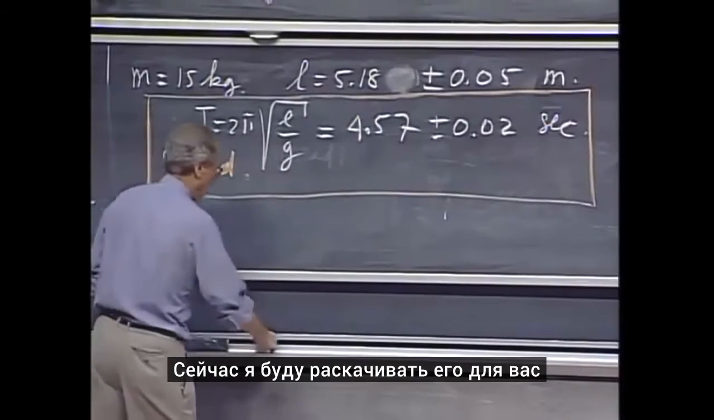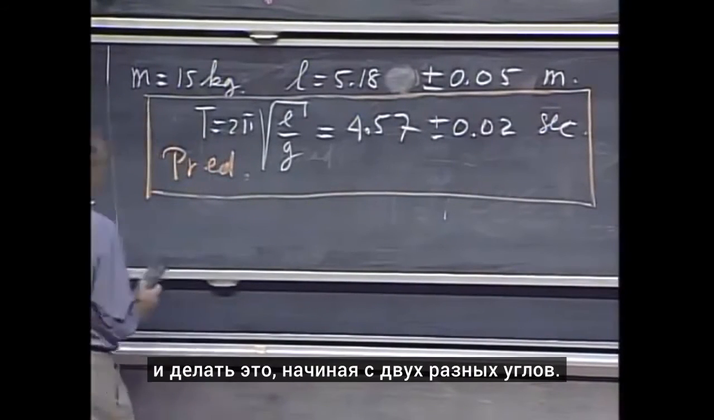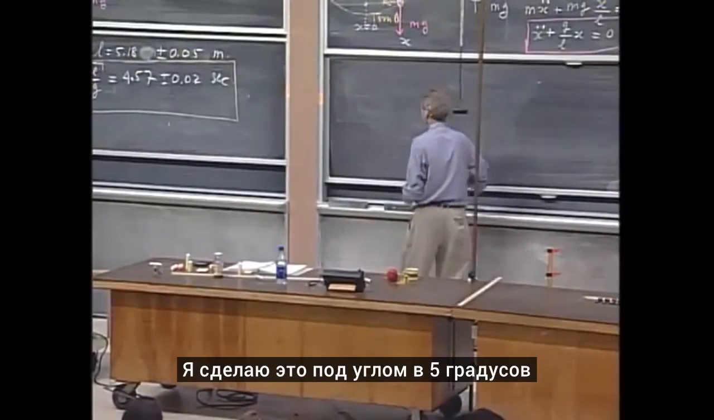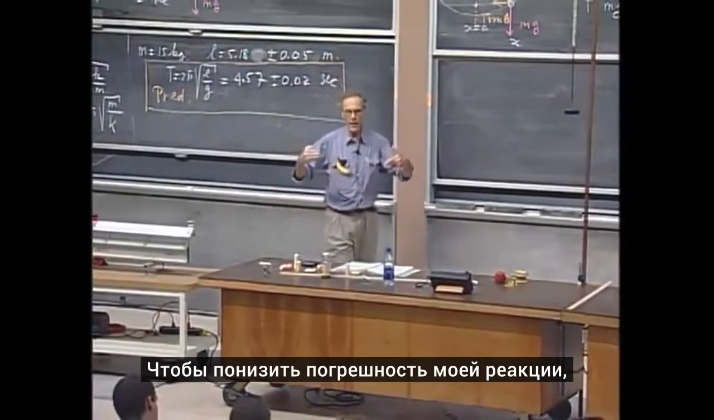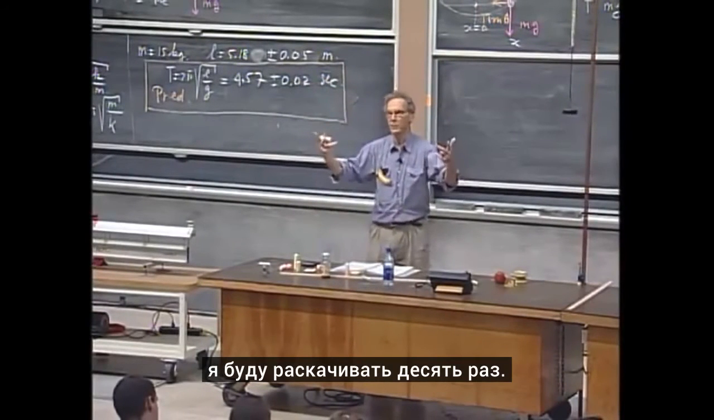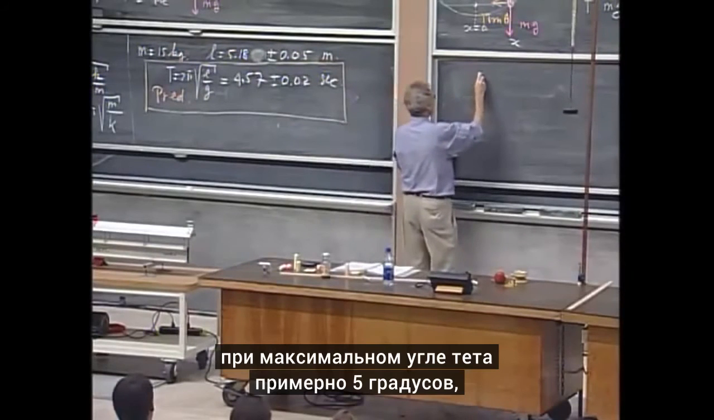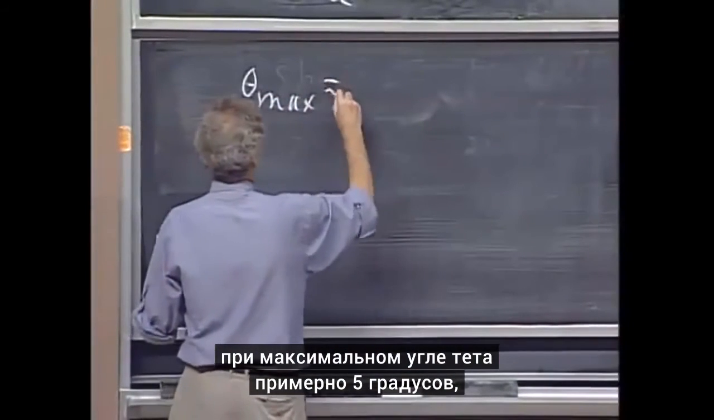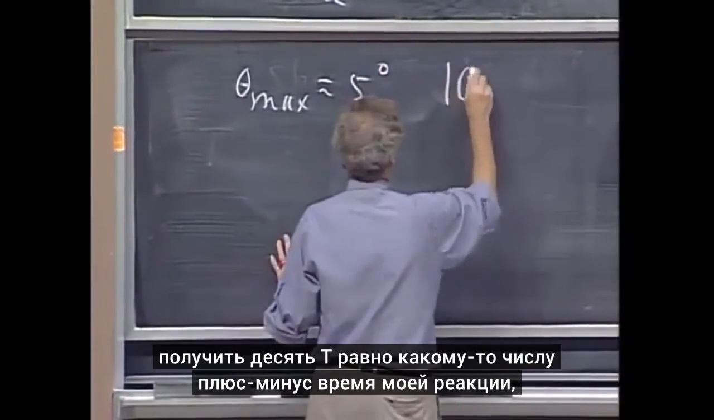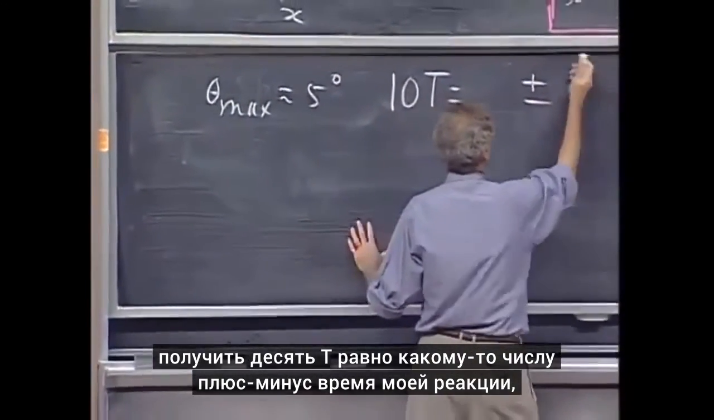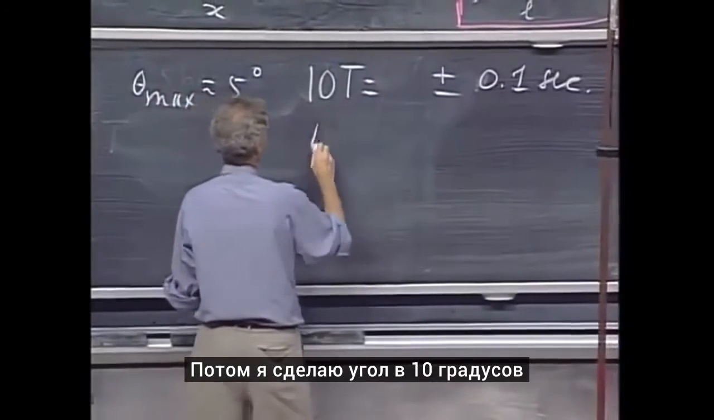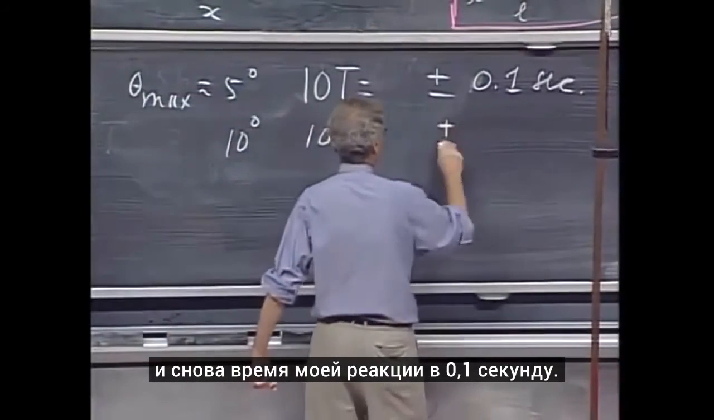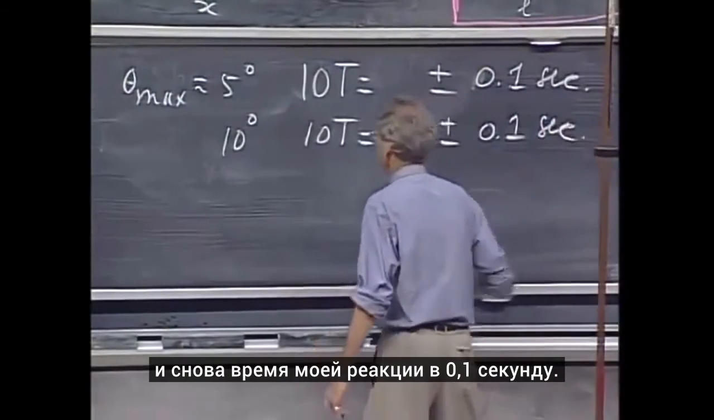And now I'm going to oscillate it for you, and I'm going to do it from 2 different angles. I'm going to do it at a 5-degree angle, and at a 10-degree angle. In order to get my relative error down, I will oscillate 10 times. So at an angle theta maximum of roughly 5 degrees, I get 10T equals something plus or minus my reaction time, which is 0.1 of a second. And then I will do it from 10 degrees, and again my reaction time is not much better than 0.1 seconds.